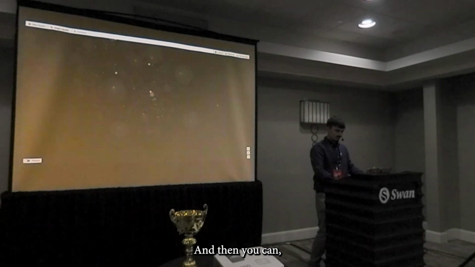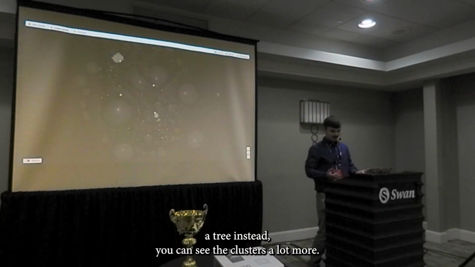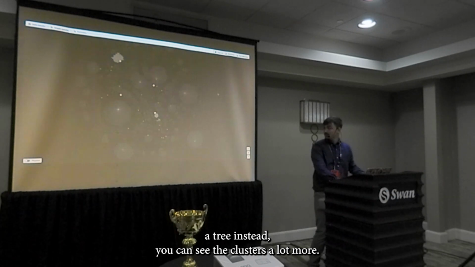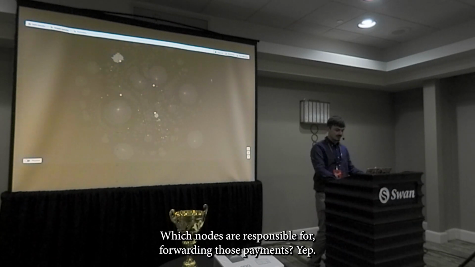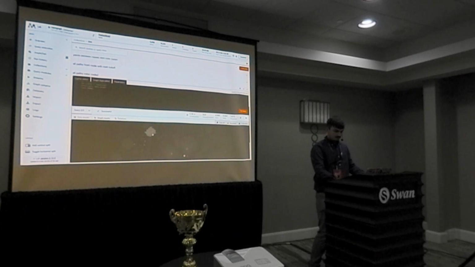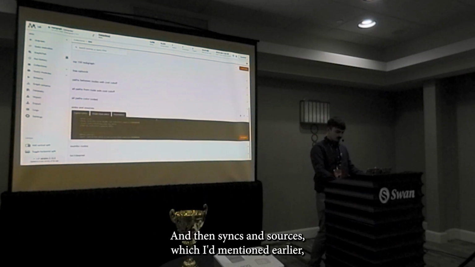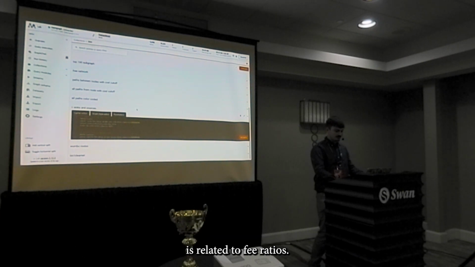And then, because we're using a tree instead, you can see the clusters a lot more, which nodes are responsible for forwarding those payments. Yep. And then sinks and sources, which I'd mentioned earlier, is related to fee ratios.